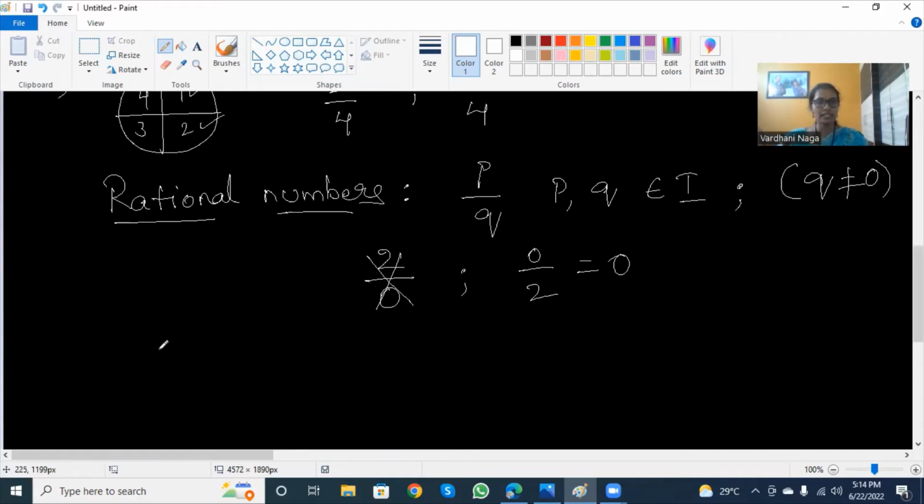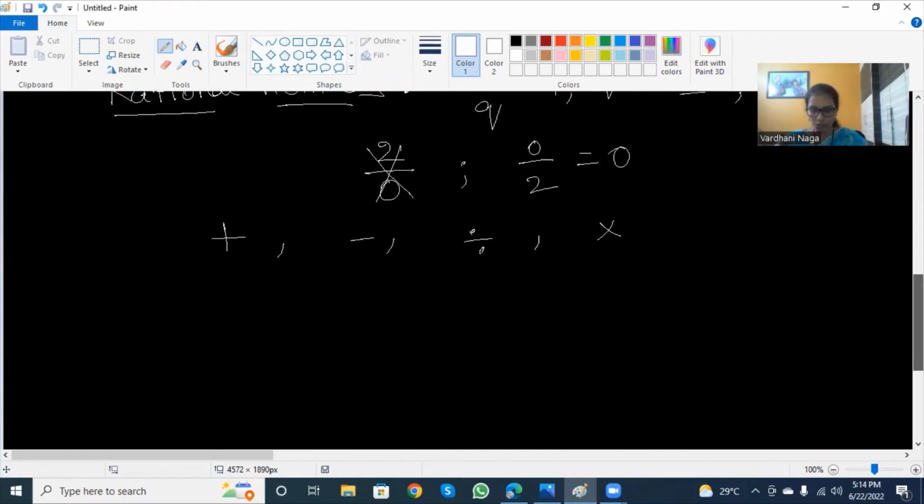So here in rational numbers, addition is possible, subtraction is also possible, division is possible, and multiplication is possible. When we add two rational numbers, we get a rational number as the result. And also when we subtract, the result is also a rational number.